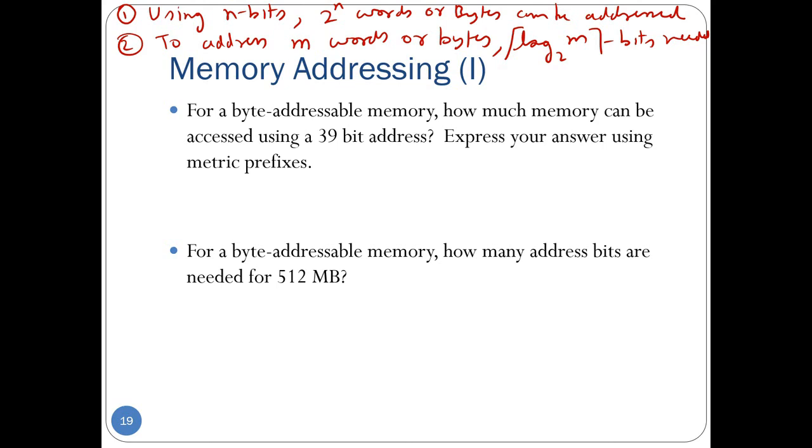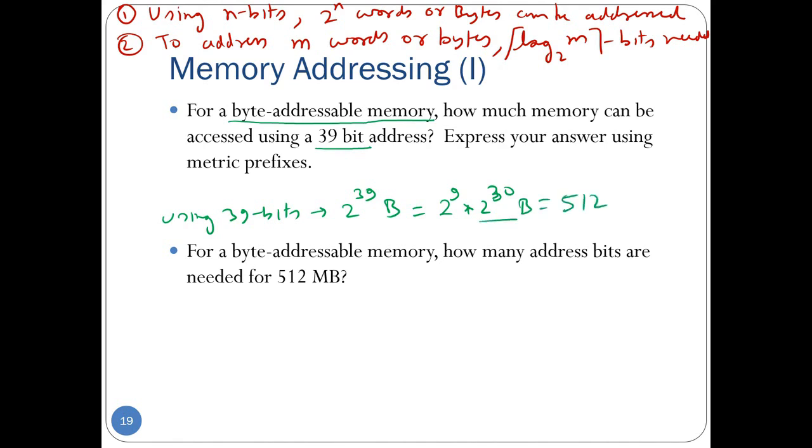So the first problem here says that we are given an address of 39 bits and we have to figure out how much memory can be accessed using this. So again, recall, using 39 bits you can address 2 to the power 39 bytes, right? Because the problem tells us this is a byte addressable memory. So 2 to the power 39 is basically 2 to the power 9 multiplied by 2 to the power 30 bytes. So recall that 2 to the power 9 is 512 and 2 to the power 30 is actually giga, right? So this is 512 gigabytes.